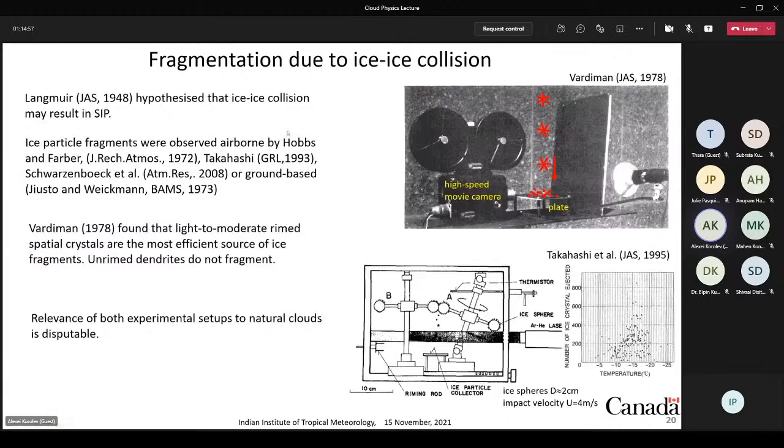Now I go to another mechanism, which is fragmentation of ice during ice-ice collision. This mechanism was proposed by Langmuir quite a long time ago, in 1984. And later on, it was observed airborne by Peter Hobbs, Takahashi, Schwarzenbach, but I should say that by this time, we were not aware of anti-shattering tips, and all measurements could be well contaminated by shattering artifacts, and those fragments can be misidentified as secondary ice production due to ice-ice collision. So we have to be careful and critical about these observations.